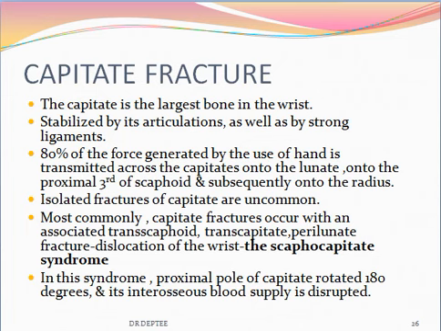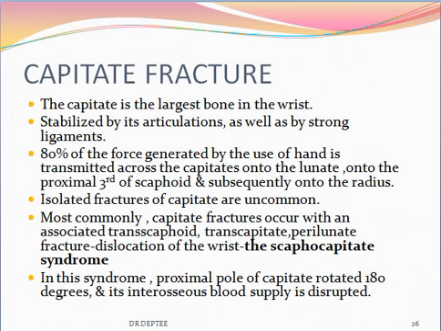Next fracture is the capitate fracture. The capitate is the largest bone in the wrist, stabilized by its articulations as well as by the strong ligaments which support the capitate bone. 80% of the fractures are due to the force generated by the use of hand, which is transmitted across the capitate onto the lunate and then onto the scaphoid and subsequently to the radius.